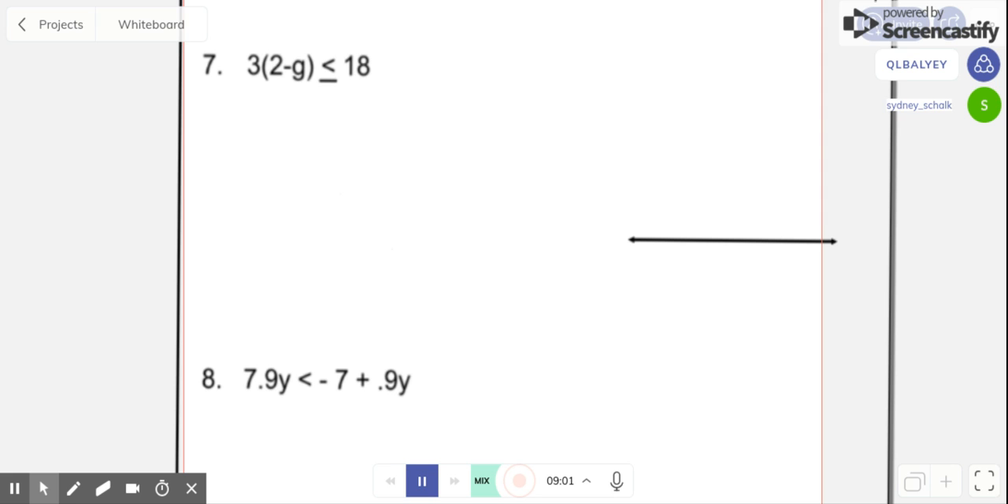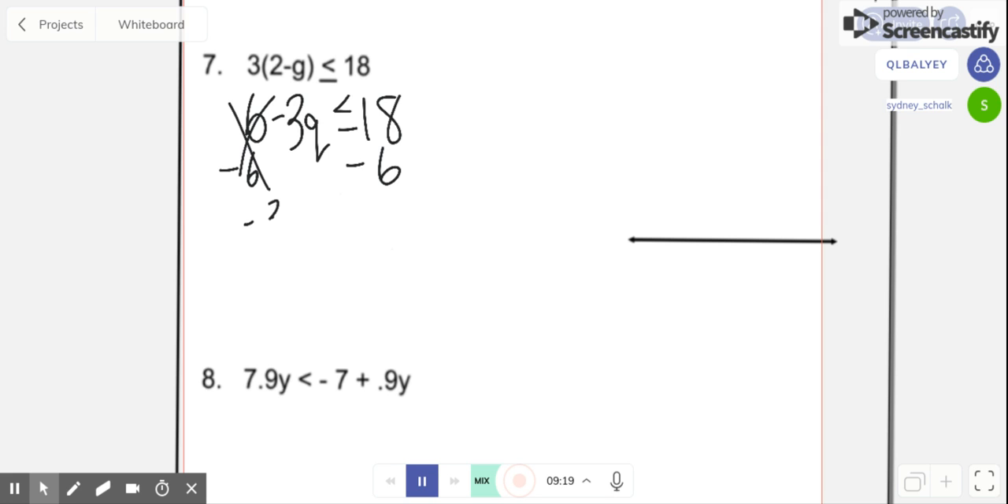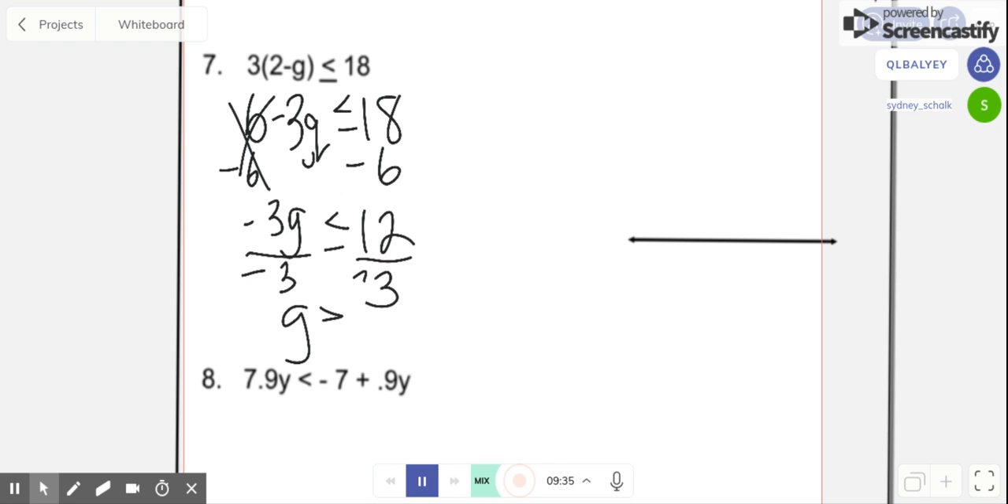So the first step for number 7 is that we have to distribute that 3. So 3 times 2 gives us 6, and 3 times g gives us 3g. So minus 3g is less than or equal to 18. Next step, I have to subtract 6, inverse operation there, and I get negative g left on the left, and that's less than or equal to 12. Last step, divide by negative 3, and I get g is greater than or equal to 4. Once again, we divided by a negative. We had to flip the sign.